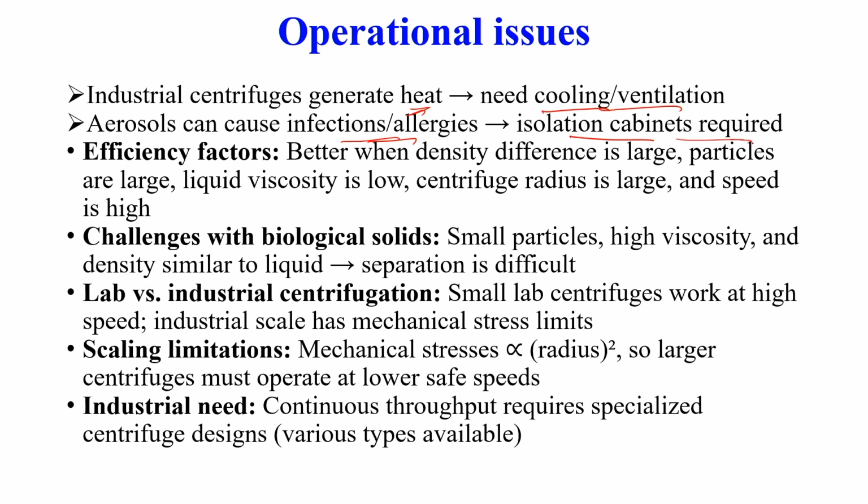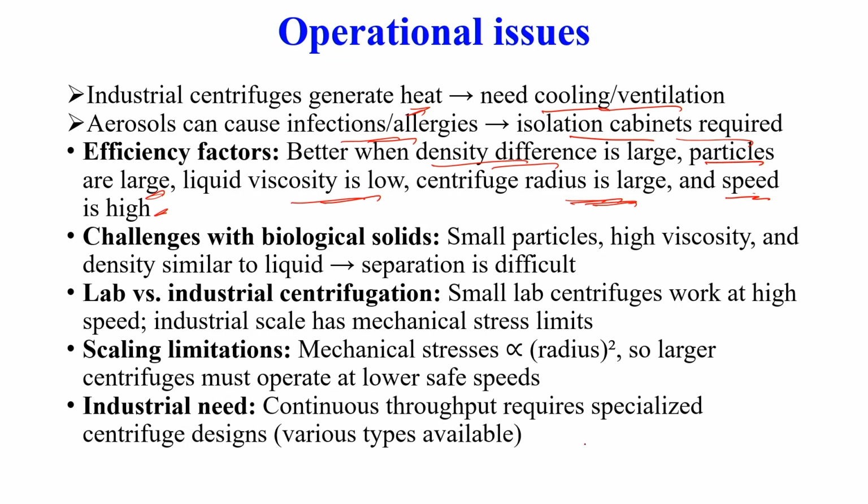So, you need to have an isolation cabinet. The efficiency factor is better when the density difference is large, because it is directly proportional to the change in density. Particle size is large, dP square, and viscosity is low, because it is inversely proportional to the viscosity. Centrifuge radius is large. If the centrifuge radius is large, it means centrifugal force is large and speed is high. So, omega square r. You just see the same.